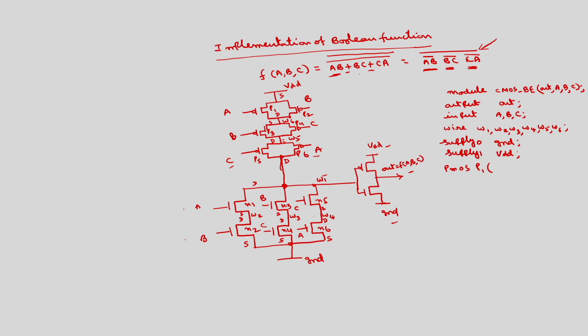For P1, the source is at VDD, the drain is at W6, and the gate is at A. Similarly, PMOS P2: the source is at VDD, the same; the P2 drain is W6 only, but the input will be B. Similarly, PMOS P3: the source is at W6, the drain is at W5, and the gate is at B.